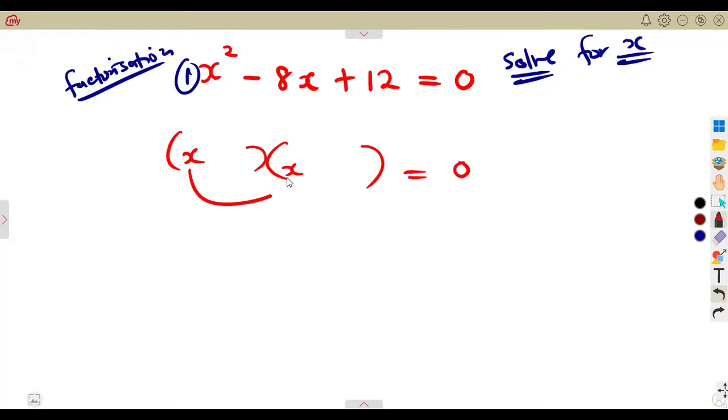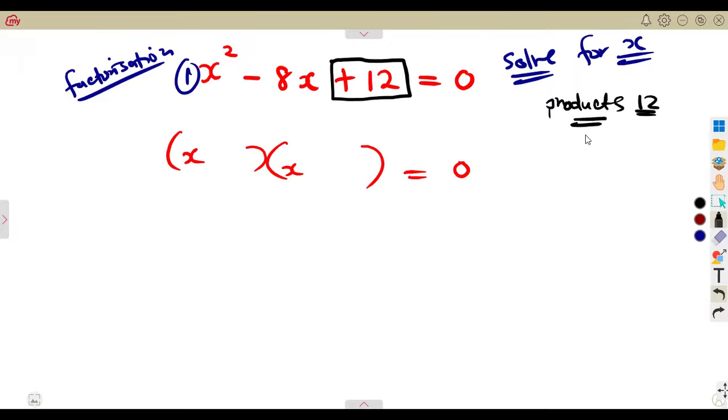x. Because of this one, x times x is what? X squared. So just concentrate or focus with the 12, which is the constant. What are the products? So you need the products, two terms. You multiply these two terms, you must obtain a 12. Products that will give us a 12, but added, they must give us a -8, this one.